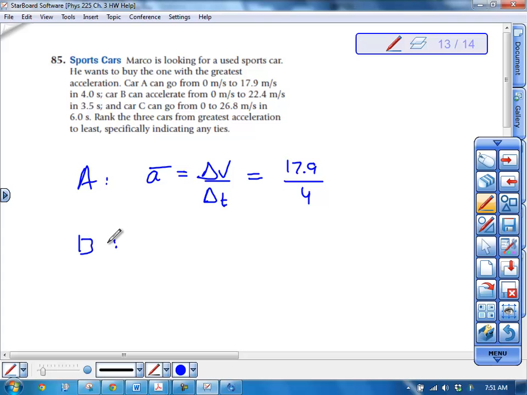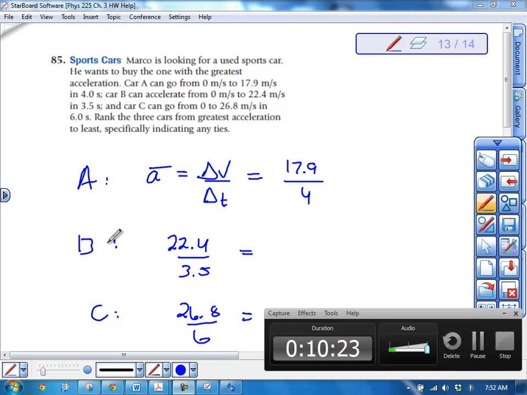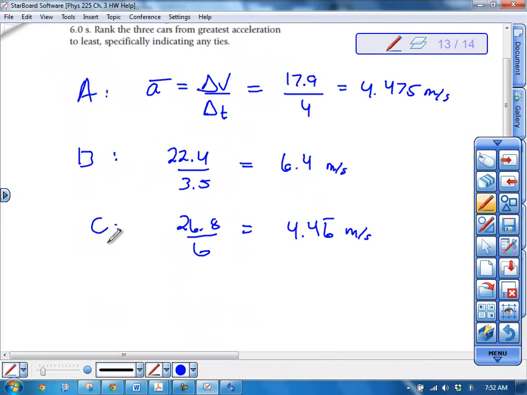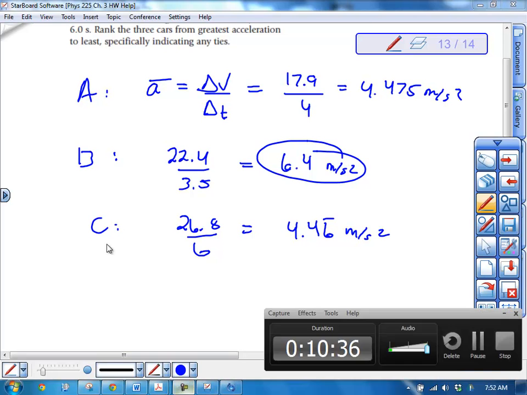Car B has an acceleration of 22.4 in 3.5 seconds, and then car C, 26.8 in 6 seconds. And those calculate to 4.475, 6.4, and 4.46 repeating. These are per second squared. So car B has the greatest acceleration.